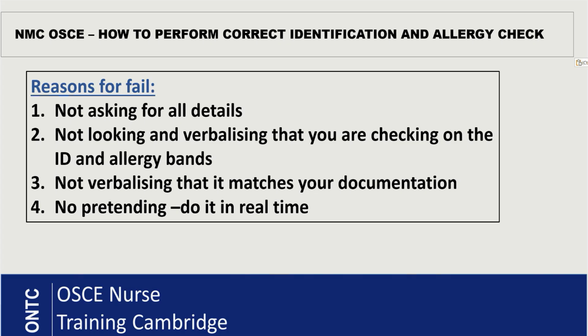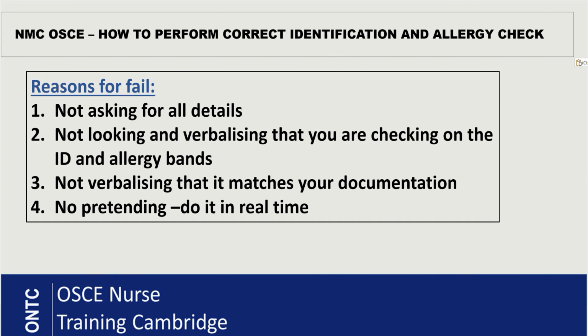I already pointed out these things as I was going through the video, but let's quickly look at it. What's the reason for fail? Reason for fail is not asking for all the details. So you might just ask name, date of birth, but you haven't looked at the hospital number for a hospital patient, so that would be a fail. You do need to look at 3 things for a hospital patient: name, date of birth, and hospital number, and match it to your document, and also look at their ID band.